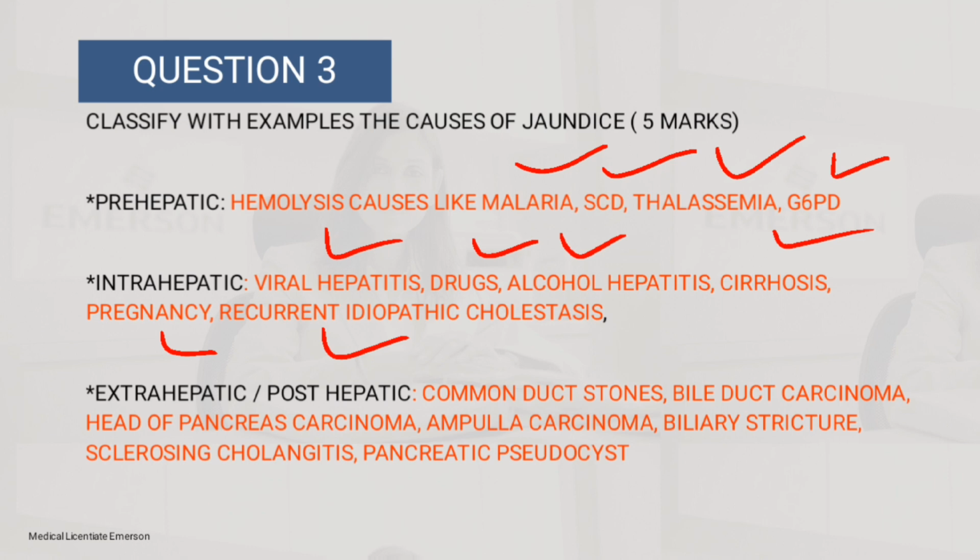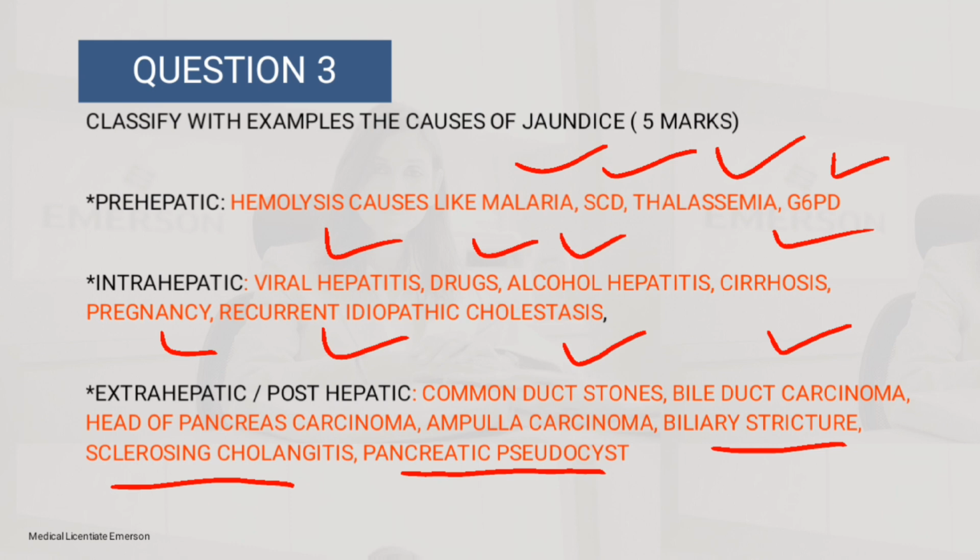Then for extrahepatic or post-hepatic, you can have common duct stones, bile duct carcinoma, head of pancreas carcinoma, ampulla carcinoma, biliary stricture. You can have sclerosing cholangitis. You can also have a pancreatic pseudocyst. So we classify them as pre-hepatic, intrahepatic, and post-hepatic. This is how you classify the causes of jaundice.